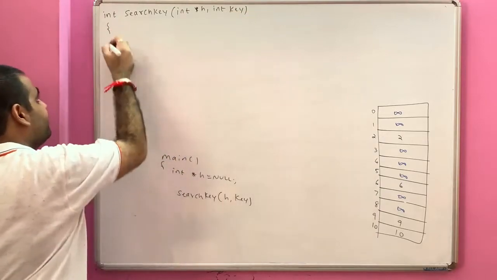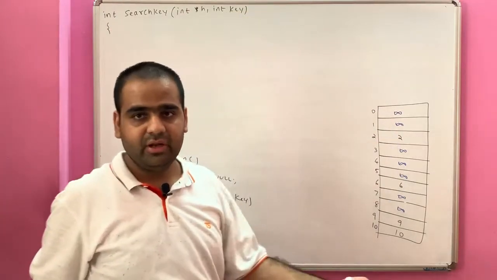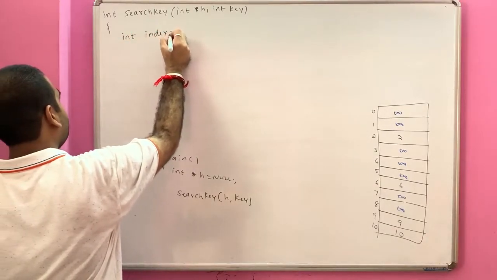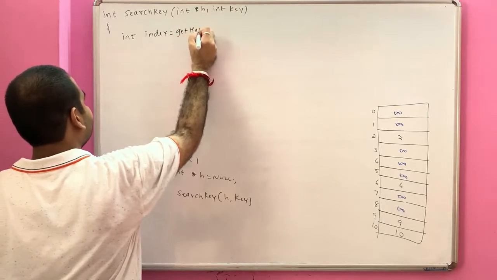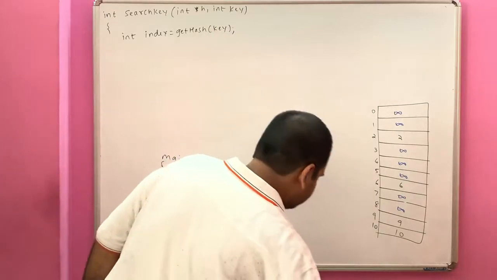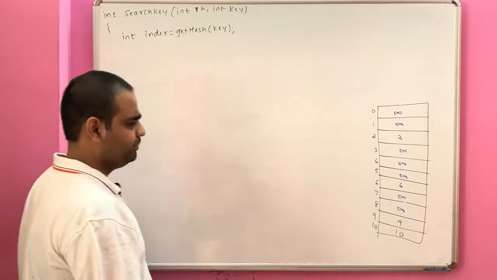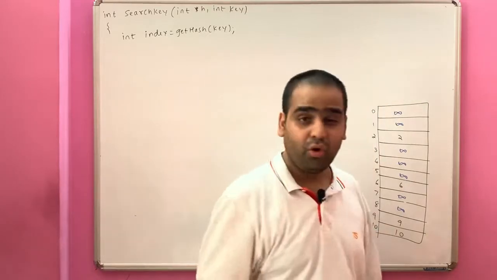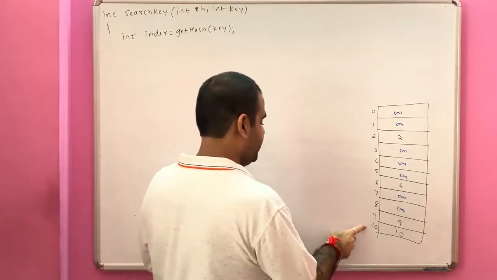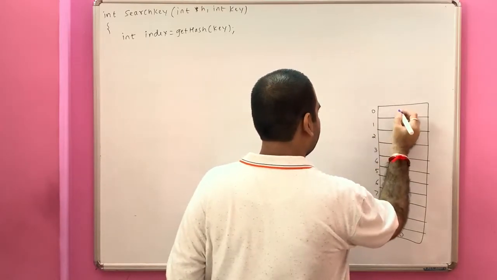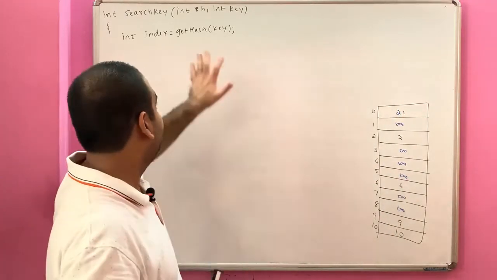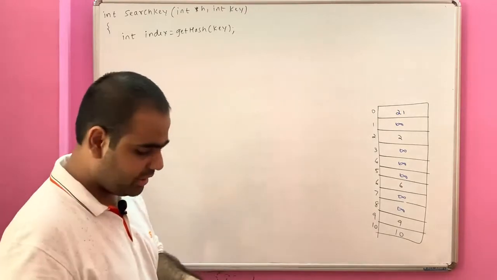Now, what is the first thing we need to do? You need to search where the key is available in the index. We say int index is equal to get hash of key. It will give you the index with respect to the hash table. Suppose I want to add one more thing, modulo 11, so I want to add 21. 21 modulo 11 is 10. Therefore, you add 21 over here. Now, I want to search 21. 21 modulo 11 is 10. From index 10, you need to start searching.